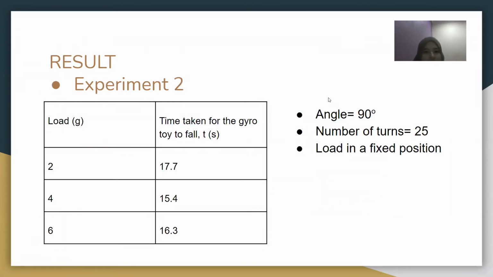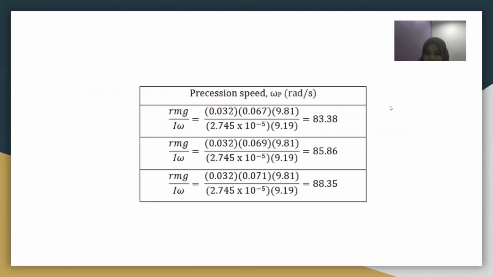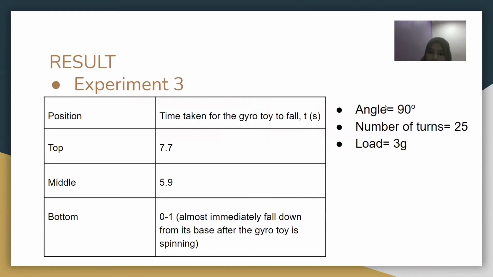For experiment 2, we fix the number of turns at 25 and the load in a fixed position. For the 2 gram load, the time to fall is 17.7 seconds. For the 4 gram load, it is 15.4, and for the 9 gram load it is 16.3. Next. We also need to calculate the precession speed for that experiment as well. So next.